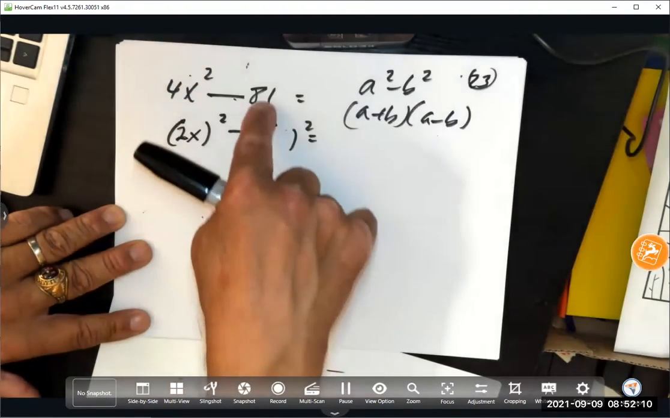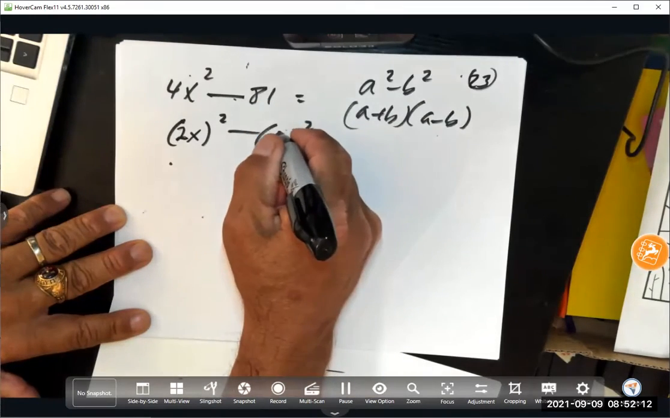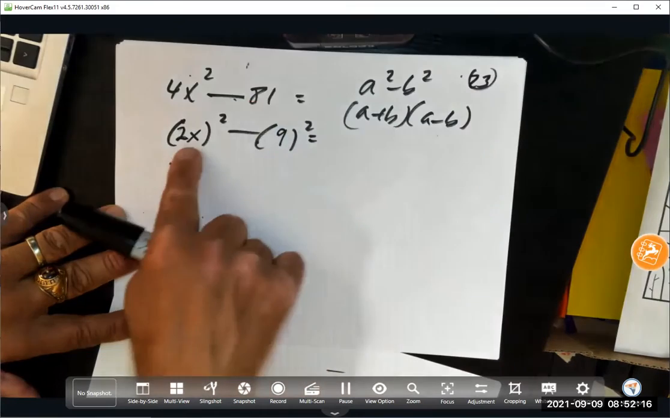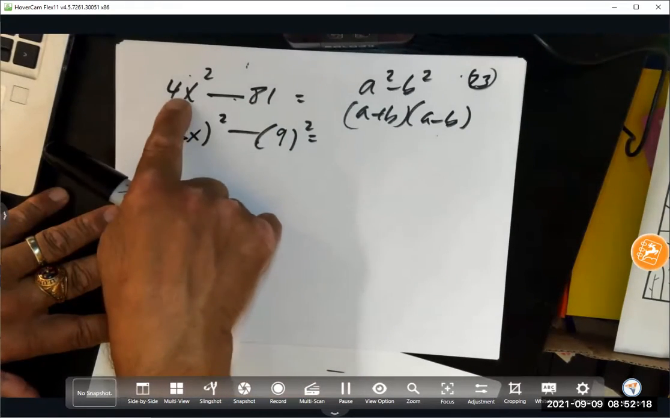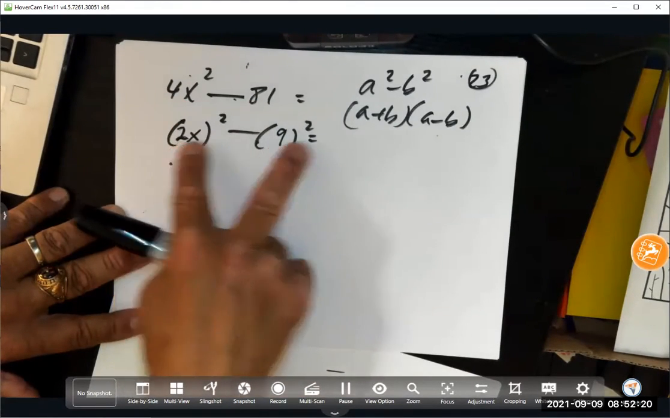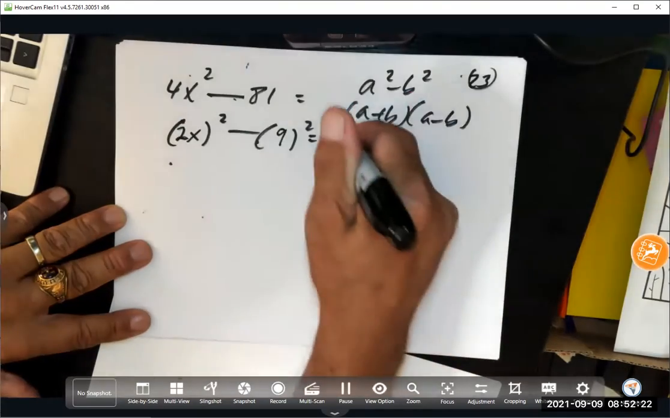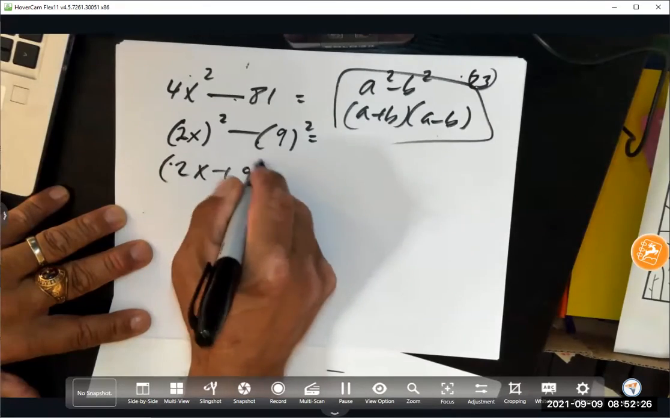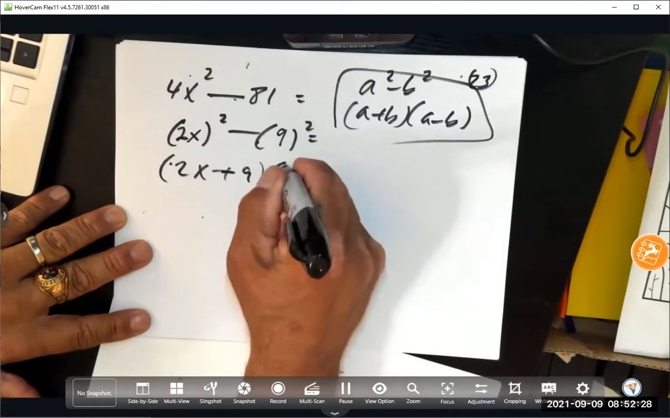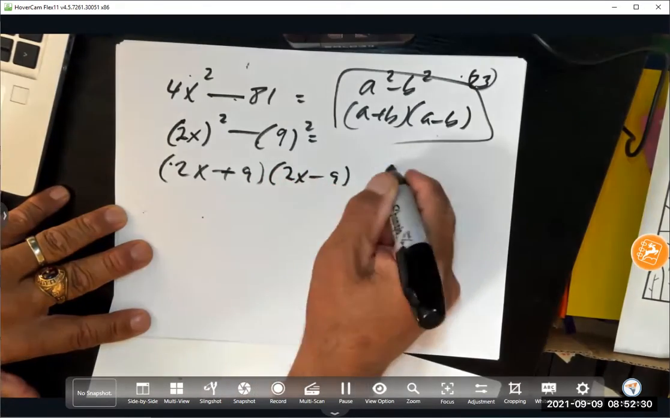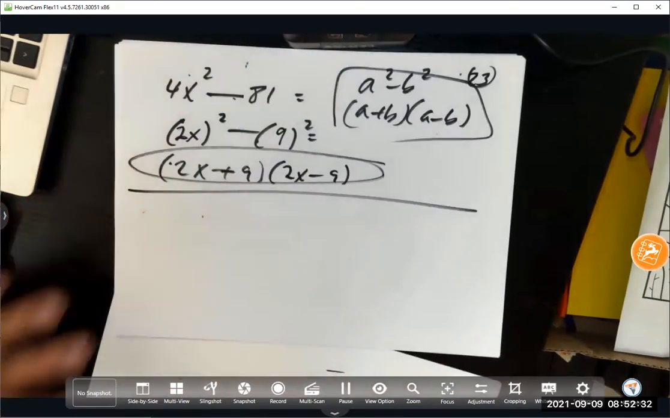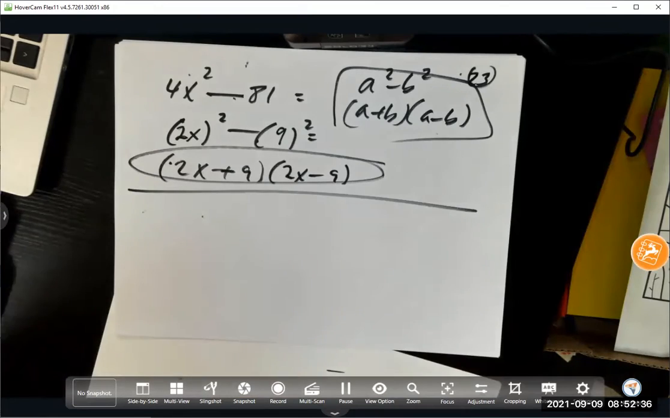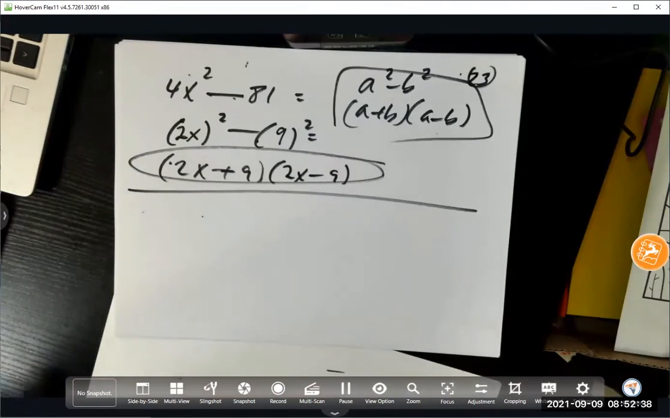And what about 81? What number squared is 81? 9. So 9 times 9 is 81. 2x times 2x is 4x squared. So now, does this look like the formula up there? Yes. As soon as you see that, you know the answer already. So here's my answer. It's going to be this right here, because it's in that formula. Once you have the formula, you can use it again and again.